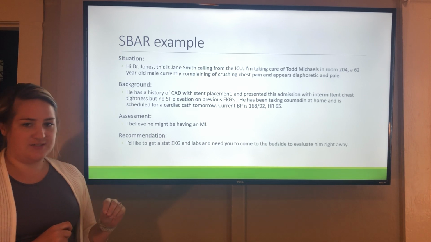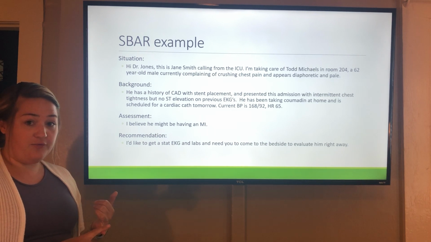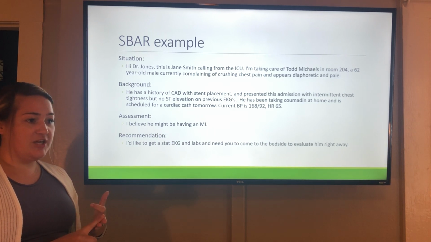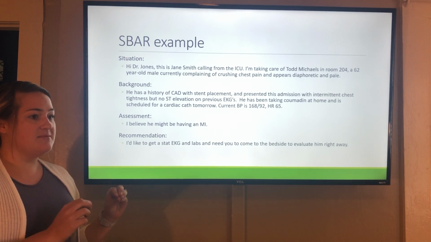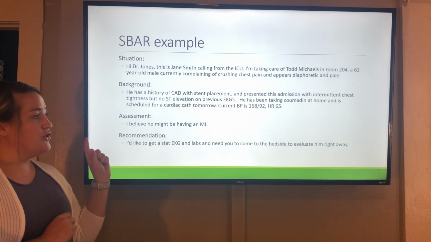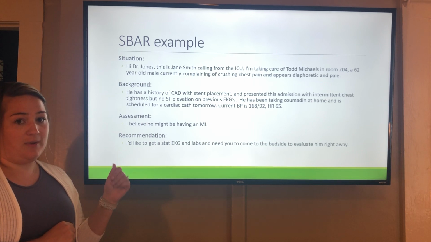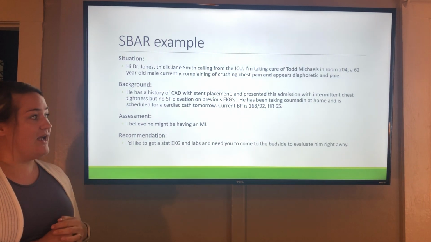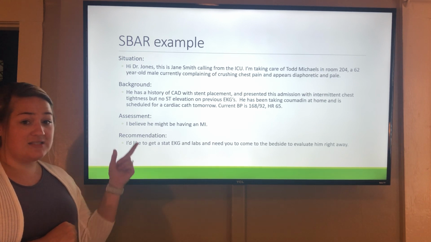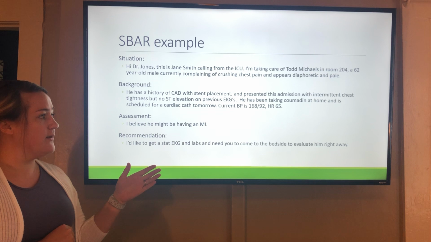So let's break this down just a little bit. In the situation, you're saying who you are, you're identifying yourself, where you're calling from, the patient, and any symptoms that they're having, what you're kind of concerned about right now. The background, you can include any patient history that you think pertains to what issue they're having at the moment. So this guy is possibly having an MI, so I included that he does have a history of coronary artery disease and has had stent placement before.